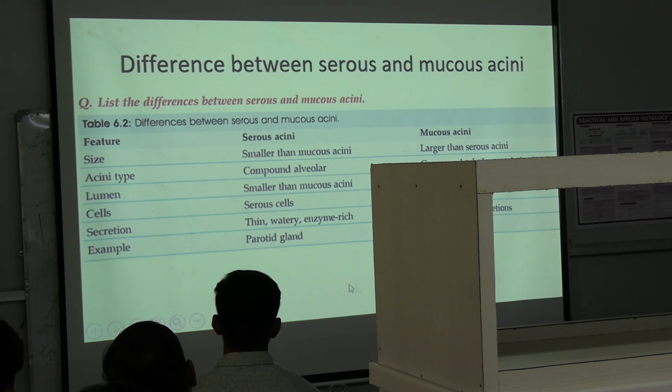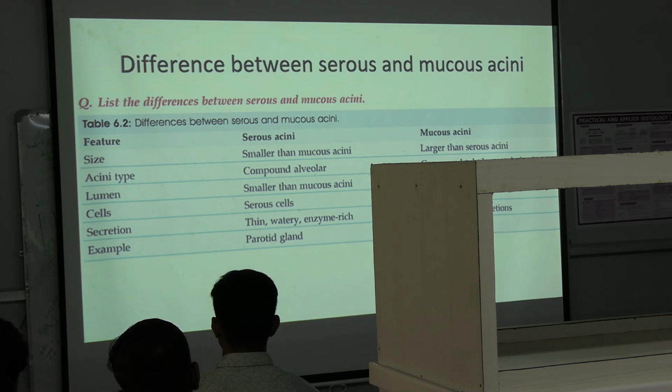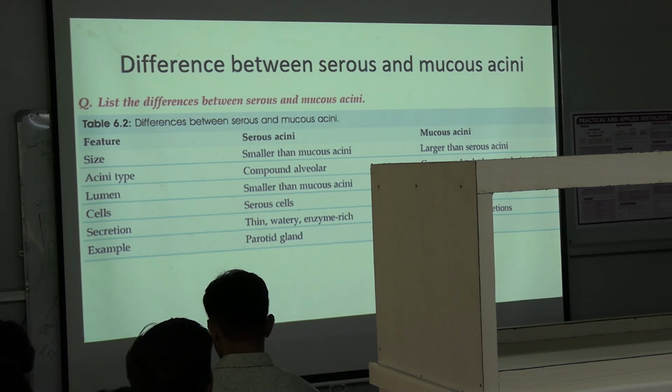The example of a serous predominant gland is the parotid gland, whereas a mucous predominant gland is the sublingual gland. It is predominant, okay, not everything is 100%, but predominant, that means more than 60% we call them like that.